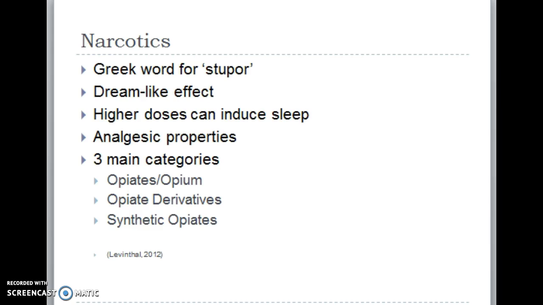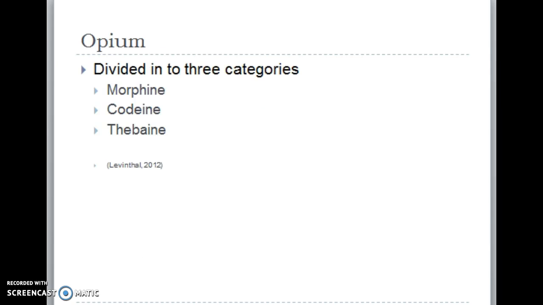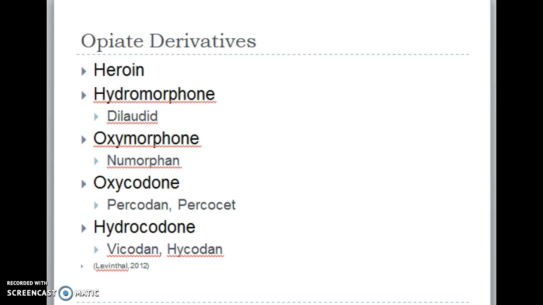And I'm going to talk about the three main categories of narcotics. So opium or opiate derivatives, products coming from the opiate. And then synthetic opiates, man-made but very similar to what an opiate is. So opium specifically, from the opium flower, can be divided into three categories: morphine, codeine, and thebaine, which are the top three. And all of these opiate derivatives are derivatives of morphine. So specifically, morphine has been broken down and created these specific opiate derivatives.